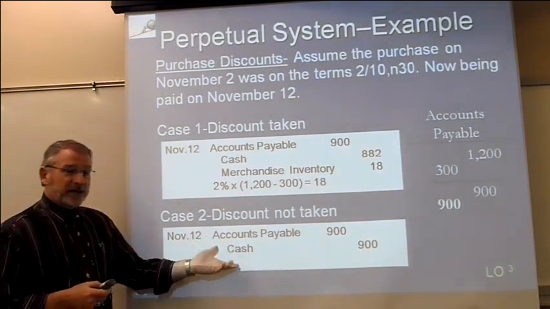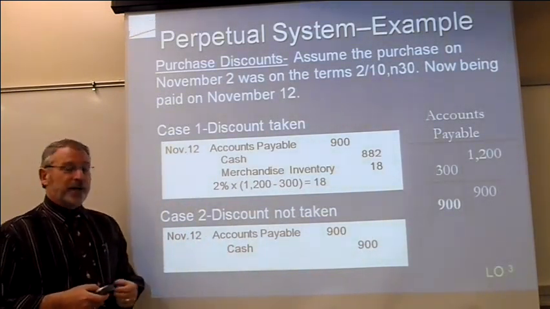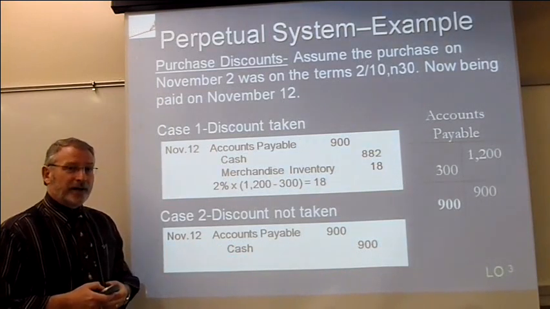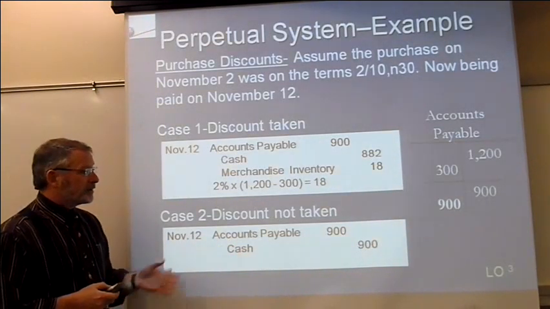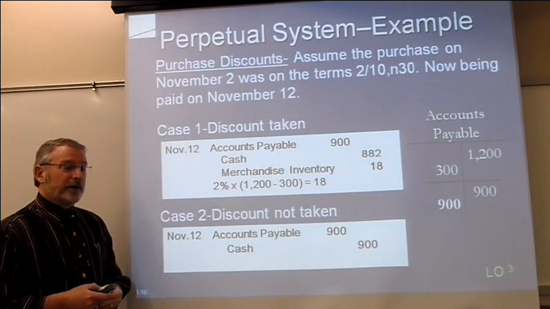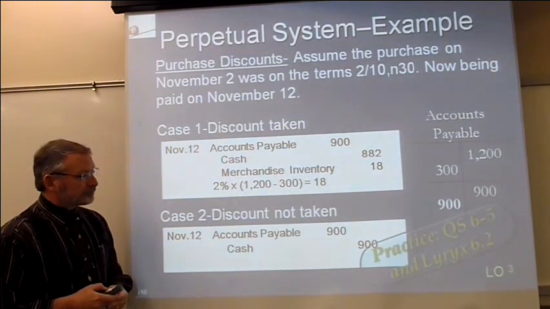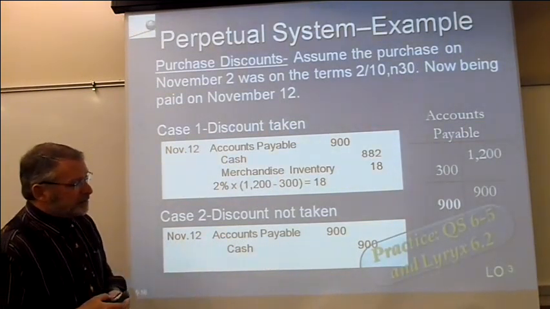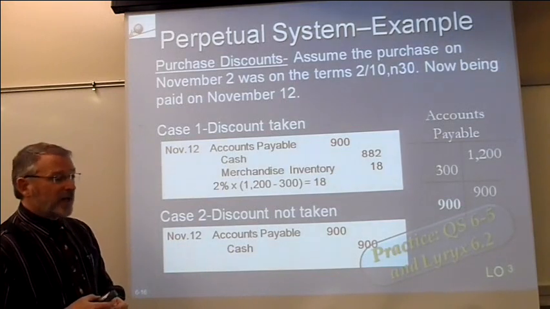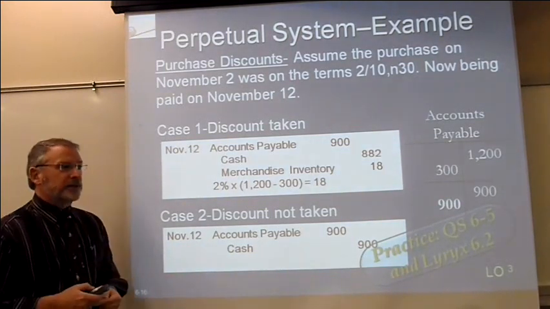If we didn't take the discount, the entry, of course, would be to reduce the accounts payable and credit cash for $900. And you've seen that kind of entry a number of times before. For a chance to practice this, try Quick Study 6-5 and Exercise 6-2.